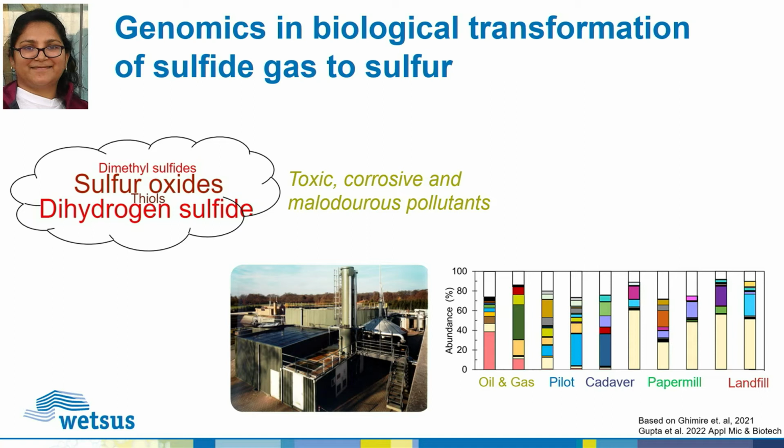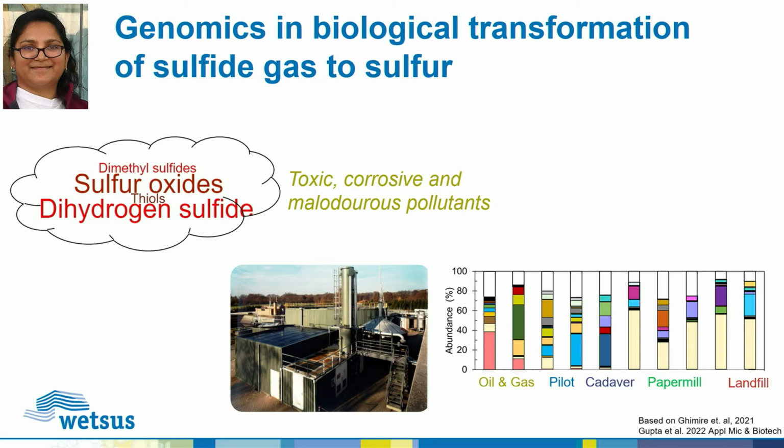Another example is the work of Suyas Gupta. She's working in our sulfur theme, and they try to use gas waste streams with a lot of sulfide, which are toxic, corrosive, and stink quite badly. They try to extract and recover sulfur from these waste streams, and they do that. They tested the bacterial communities in many different situations, so you can see that in the figure. There are different industries that have these kinds of waste streams, and the bacterial communities differ a lot. But the main players always come back.